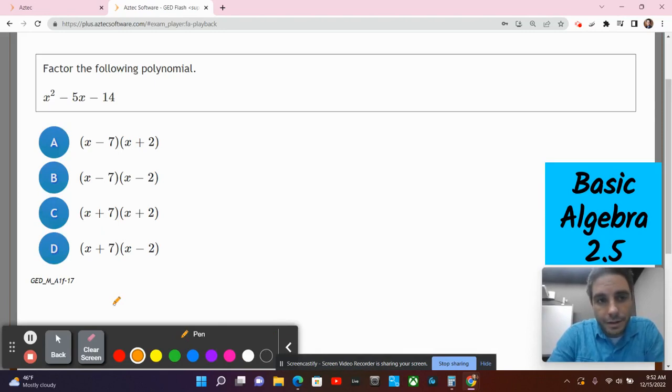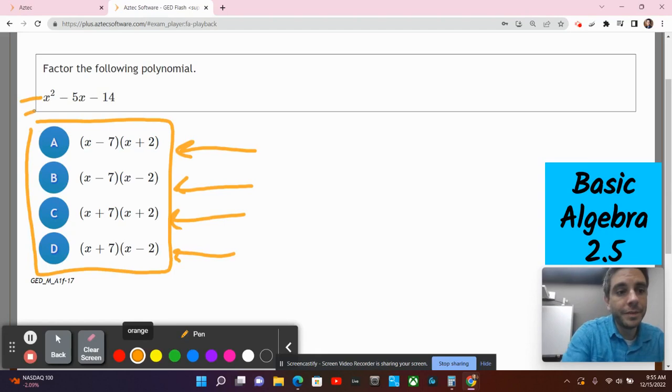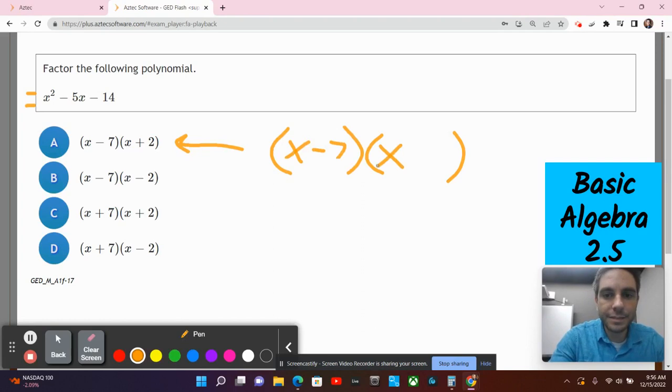Factor the following polynomial. And then it shows x to the second power minus 5x minus 14. We can check each answer by multiplying it to see which one of them does indeed equal the expression in the instructions. So if A is the correct answer, that means that if I did x minus 7 times the group x plus 2, then it should equal the expression shown in the instructions.